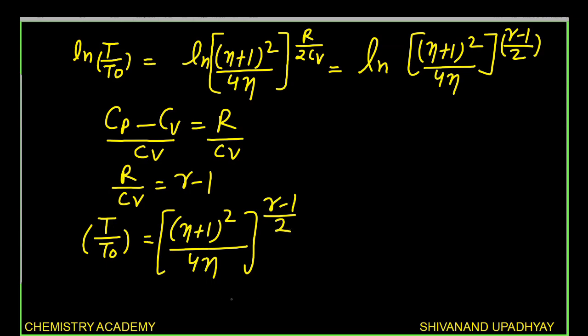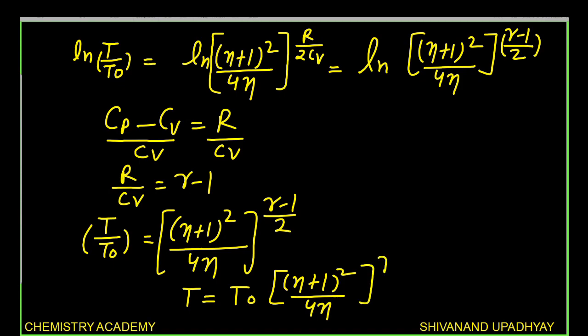And from here we can write what the final temperature is. Final temperature is equal to T naught times eta plus 1 whole square upon 4 times eta to the power gamma minus 1 divided by 2. So this is the final answer. This is the final temperature as a function of the ratio of volume, that is, in terms of eta we have written it, right?